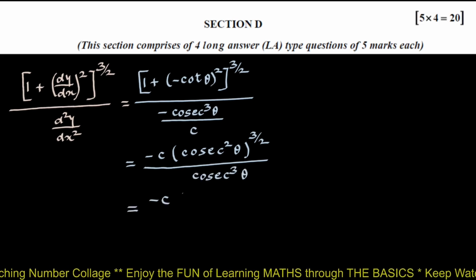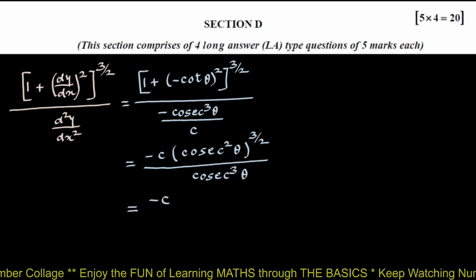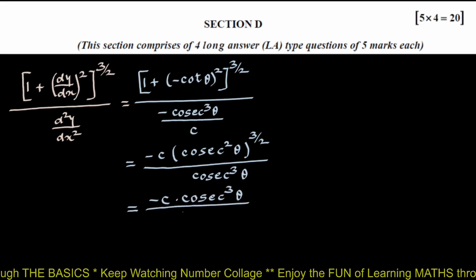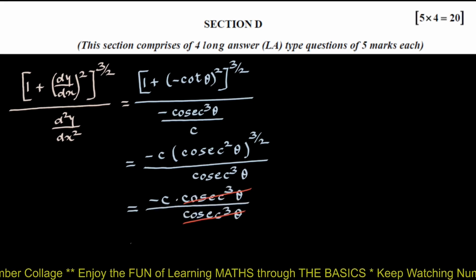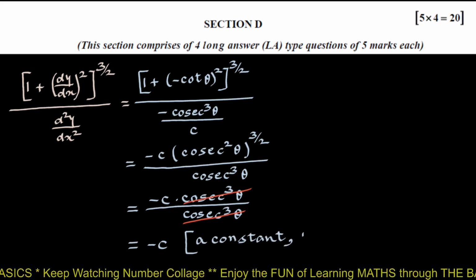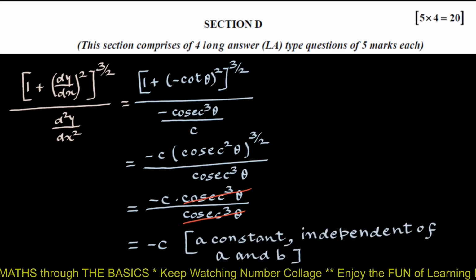This will be minus c into cosec square theta raised to the power 3/2, which will be cosec cube theta, upon cosec cube theta, which gives minus c, which is a constant independent of a and b. Hence proved.